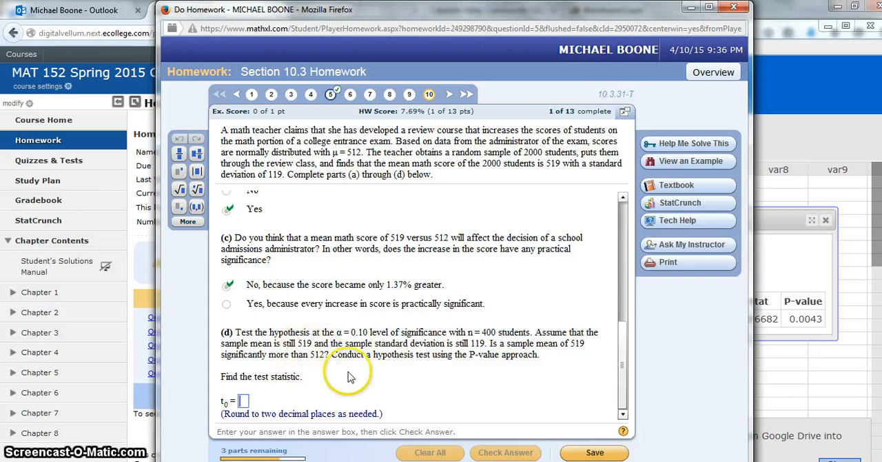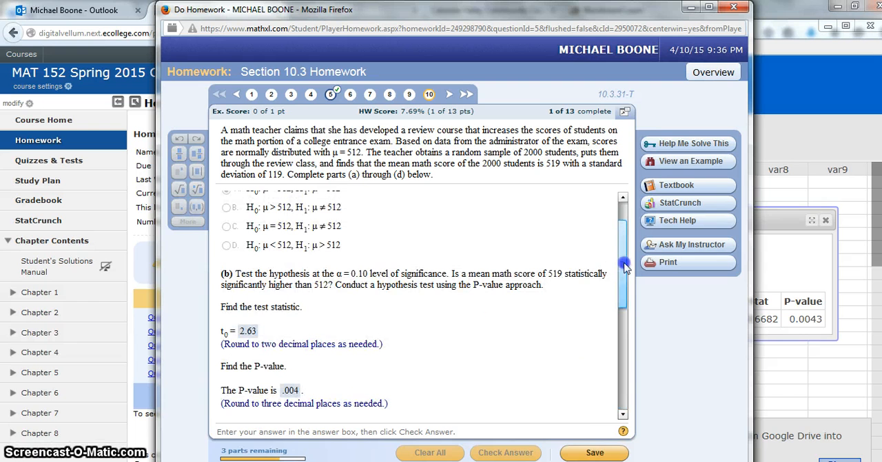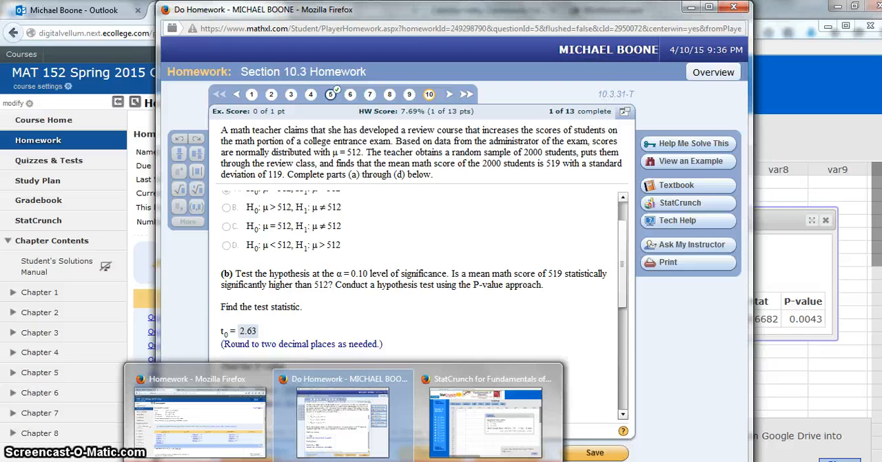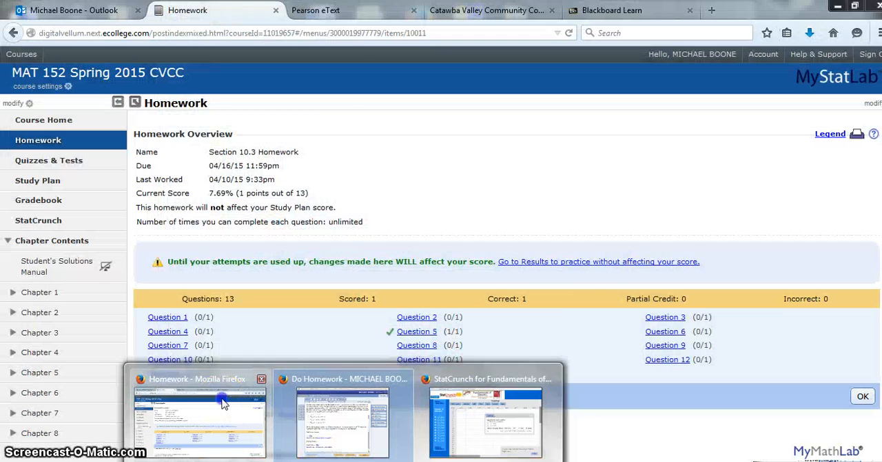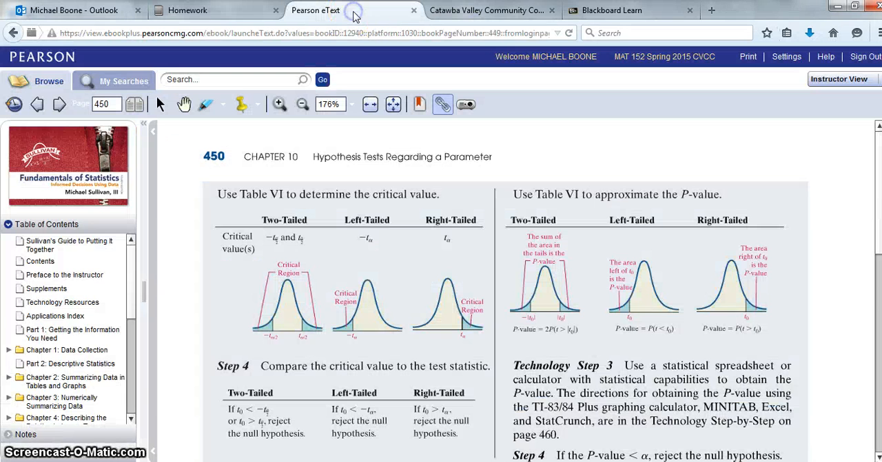So now we're just testing another one with 400 students, and we're seeing what the test statistic would be. So let's look back at our test statistic up here. 2.63, that is our test statistic. So I want to look in the book. They have a nice picture of kind of what's going on. We just had a one tail. We said it would be greater than the 512. So we have a one-tailed test.